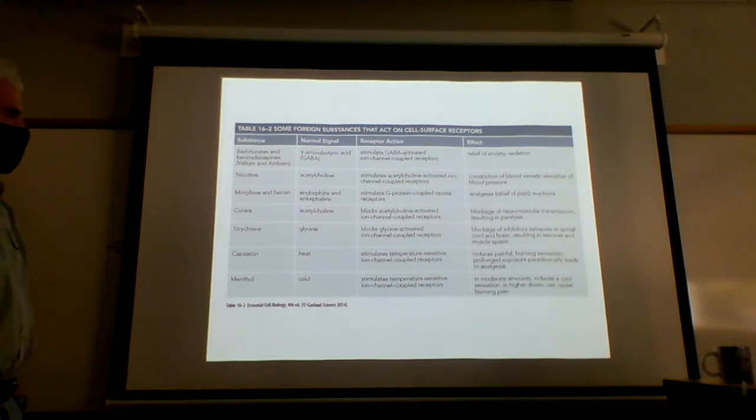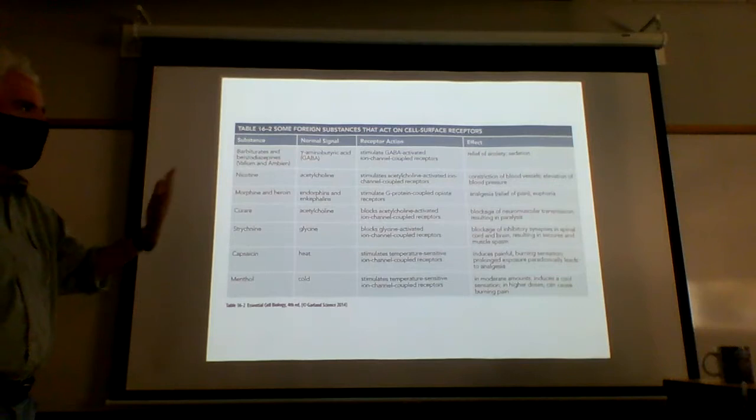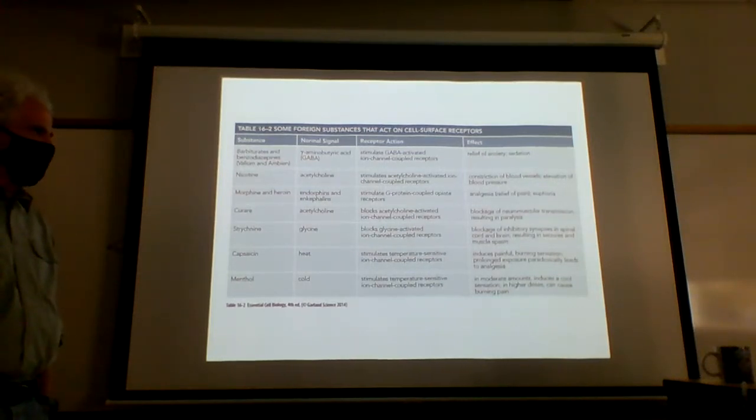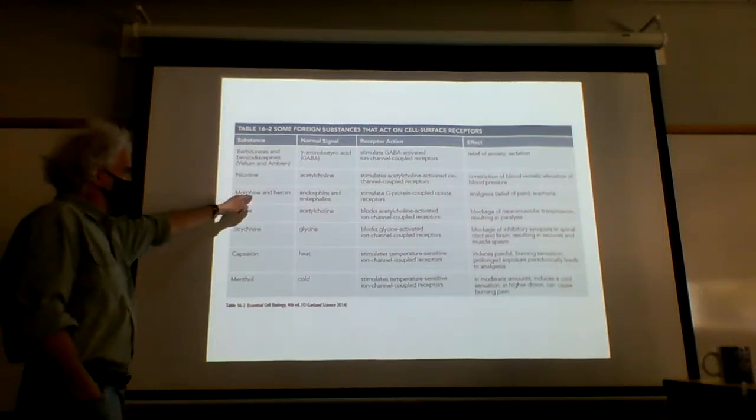Nicotine, another interesting one, is stimulating the acetylcholine-activated ion channel coupled receptors, that is, ligand-gated ion channels, in that it blocks acetylcholinesterase, and so you end up having the stimulation of acetylcholine on smooth muscle being carried out longer, so constriction of blood vessels, elevation of blood pressure, and all kinds of things happening in the brain.